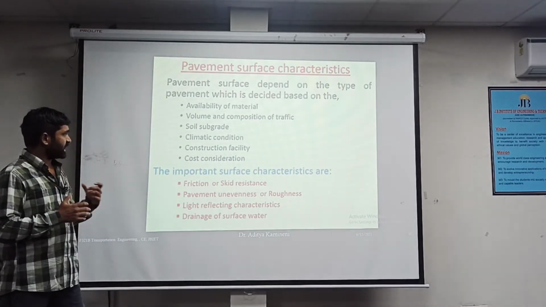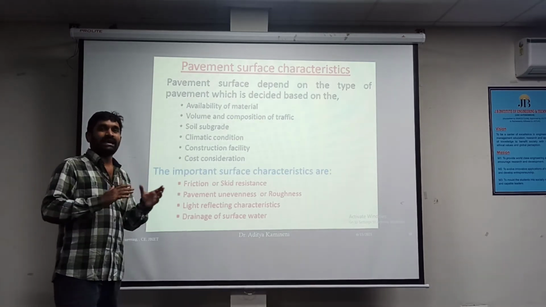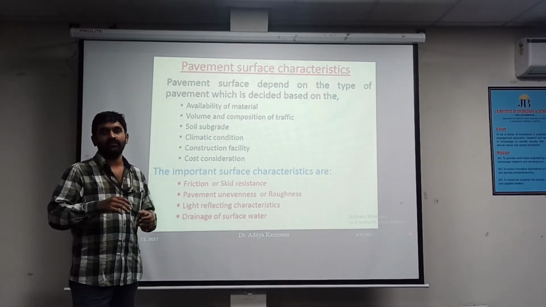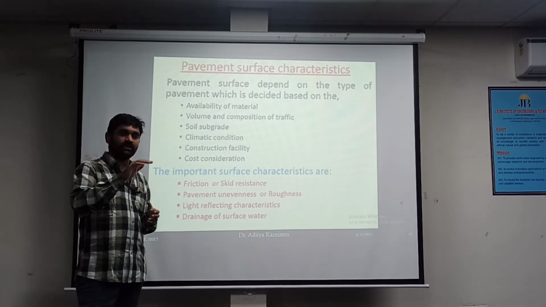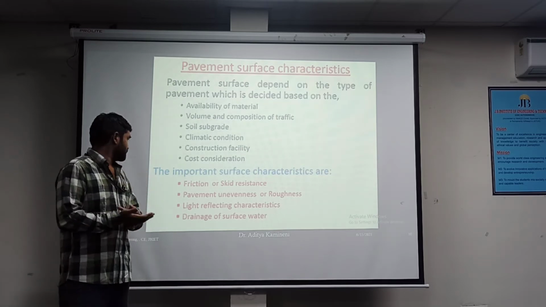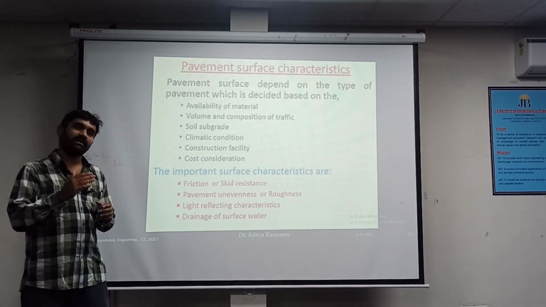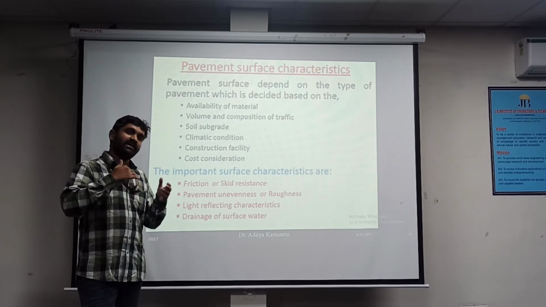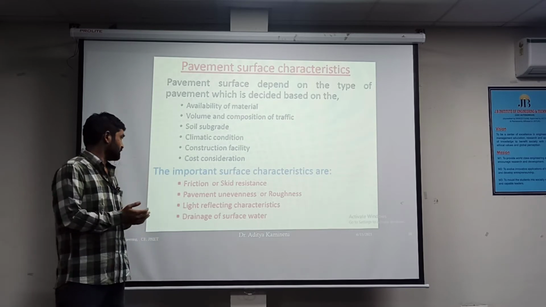So what are the important characteristics that you need to obtain for a considerable amount of traffic flow without any restrictions? One is friction or skid resistance, the resistance offered by the pavement surface when the vehicle is moving on the road. That happens exactly at the interface of the tire and the pavement. And the pavement unevenness or roughness. Roughness has to be maintained. Improper maintenance of the road surface over the design period may lead to unevenness. When there is unevenness, the vertical undulations change, and the roughness is significantly affected over a span of time.